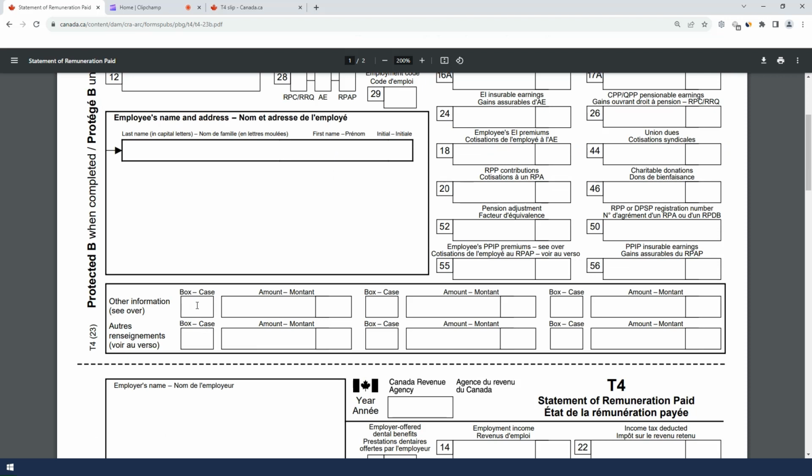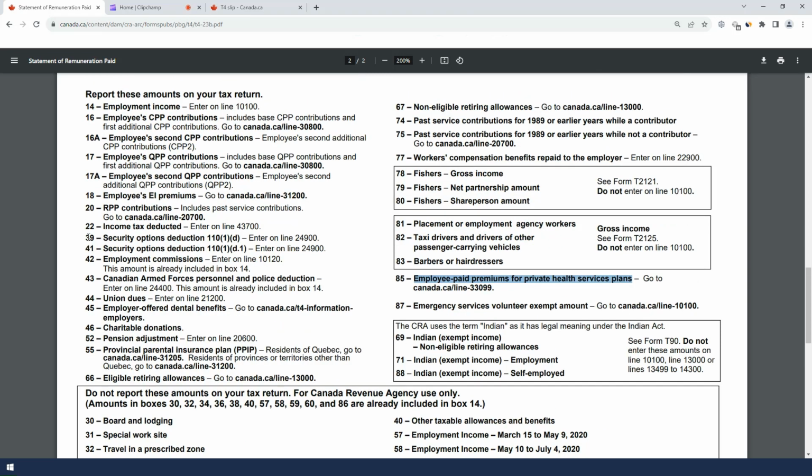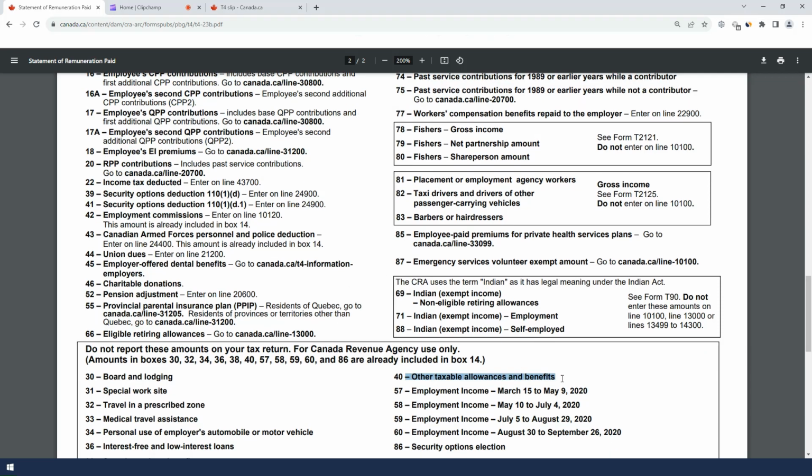And then, of course, if you have additional boxes, they'll show up at the bottom here. Most common boxes I'll usually see on the T4 is the one for health insurance premiums that were deducted from your paycheck. So it'll be box 85, I believe, with the amount of insurance premiums that were deducted from your paycheck. Yeah, there you go. Employee paid premiums for private health services plan. Some other common boxes I would see is either 39, 41, or even box 40, other taxable allowances and benefits.